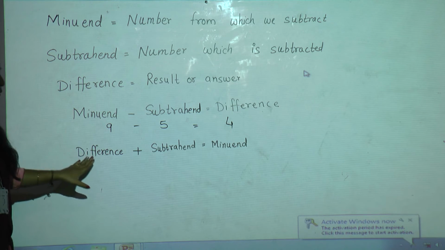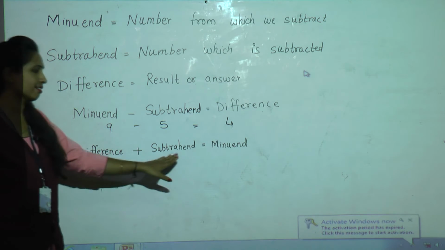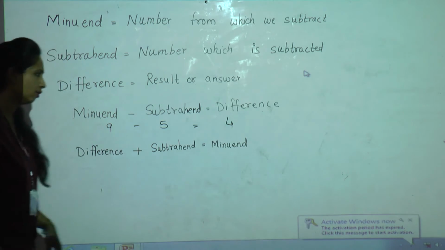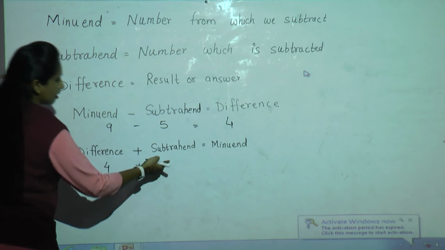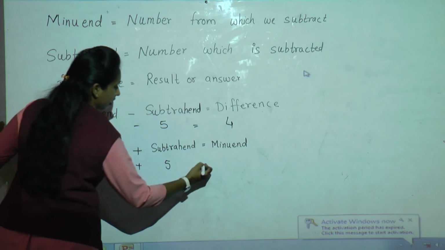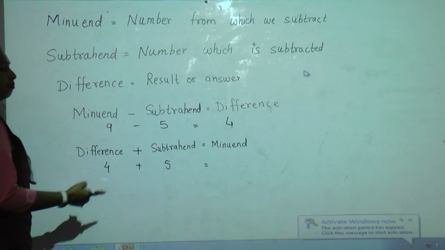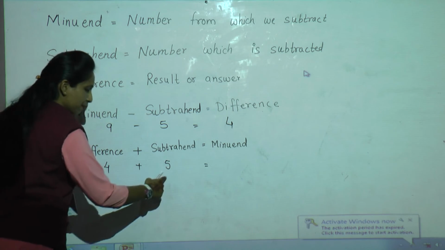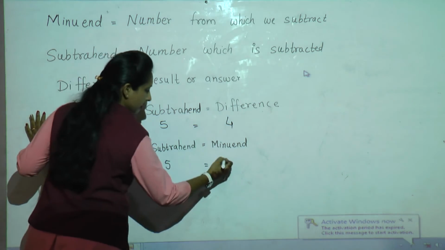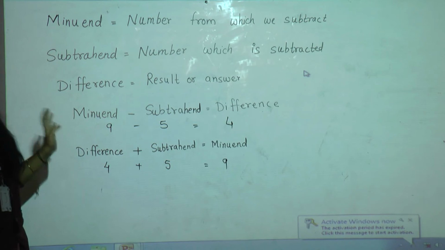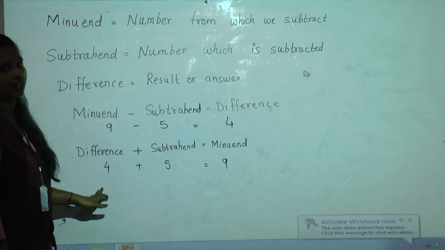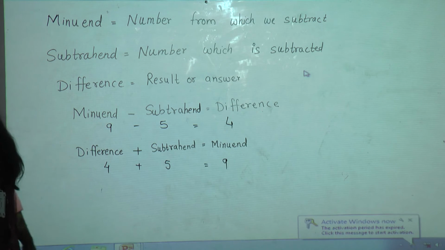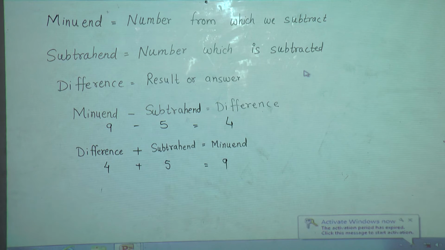Now here, when we add difference plus subtrahend, we get the minuend. How? We will see. What is the difference here? 4. I'll write 4. The subtrahend is 5. And the answer should come as the minuend. When we add 4 plus 5, we get 9 only. So when you are doing subtraction, you can cross check with this method whether your answer is correct or not. Understood till here? Yes, very easy. Now, open your canopy.